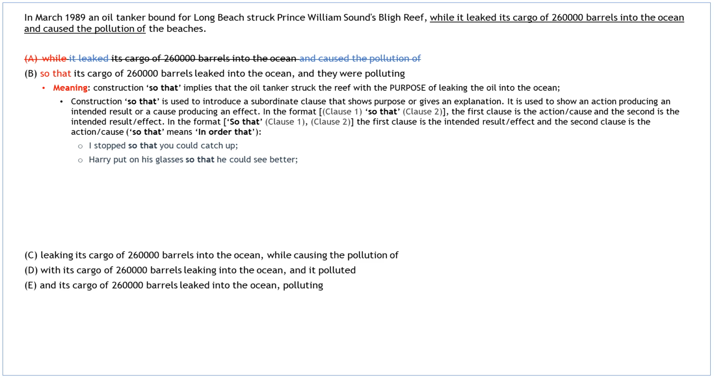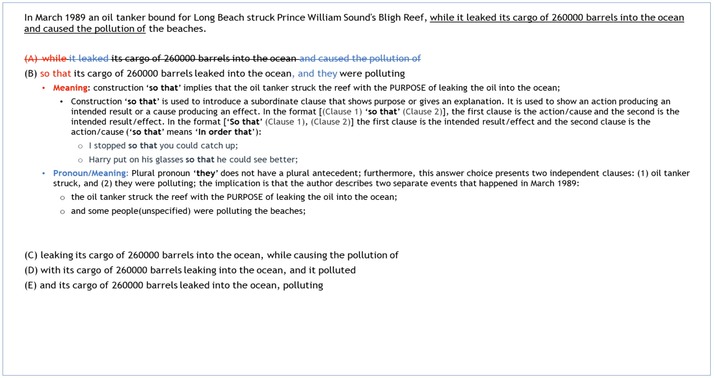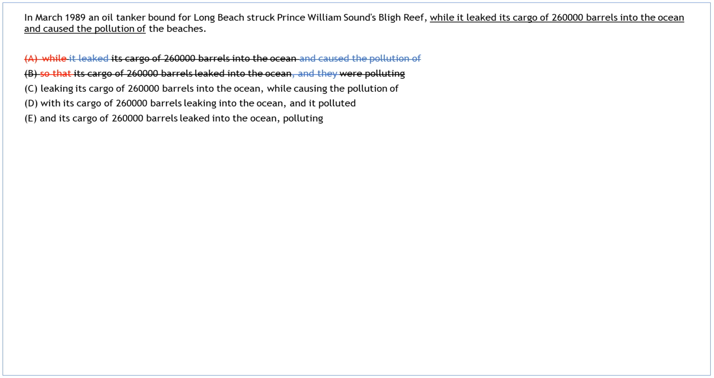the intended result, effect. In addition, the plural pronoun "they" does not have a plural antecedent. Furthermore, this answer choice presents two independent clauses: 1, the oil tanker struck, and 2, they were polluting. The implication is that the author describes two separate events that happened in March 1989. The oil tanker struck the reef with the purpose of leaking the oil into the ocean. And some people were polluting the beaches. Eliminate this answer choice, and move to answer choice C.